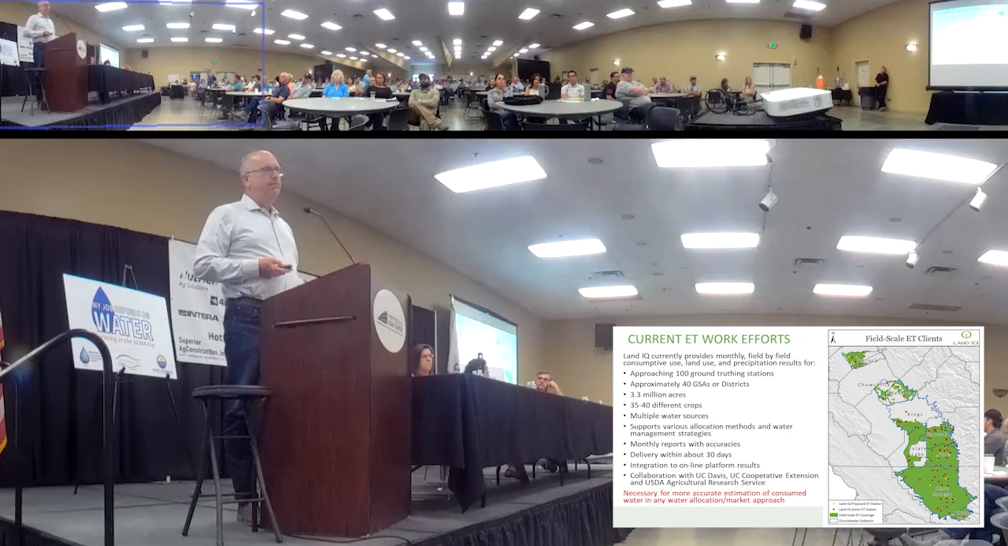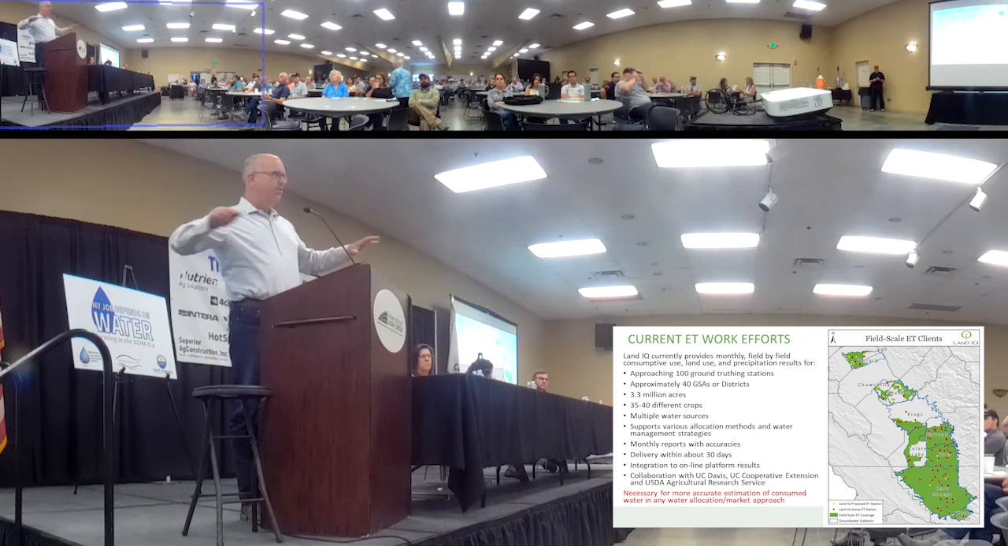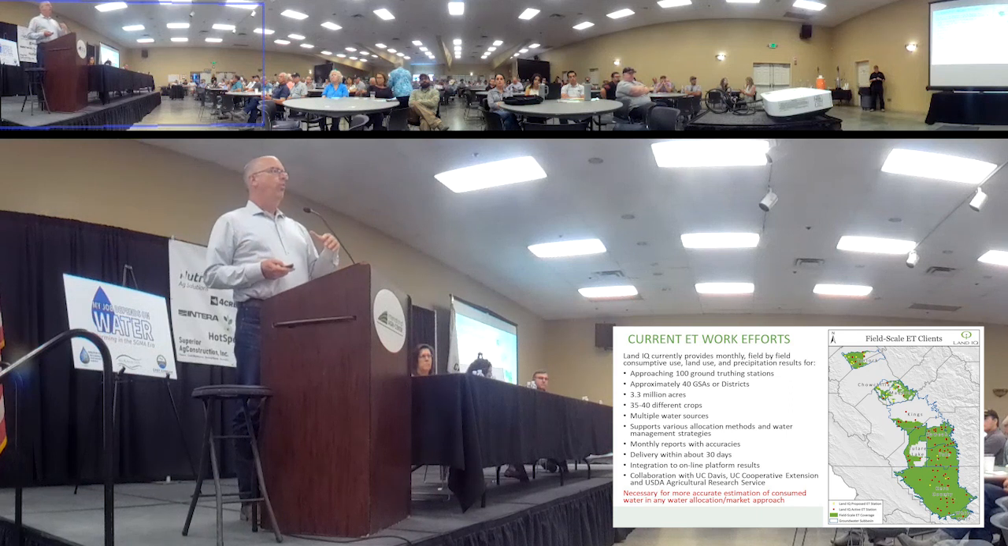We work for approximately 40 GSAs and districts. The real value in that is some of your neighboring subbasins and GSAs also have stations. We don't necessarily care where the dividing line between a GSA or a subbasin is. We're looking at the two-dimensional spectrum of the landscape itself. So we use data from outside areas that represent or are similar.